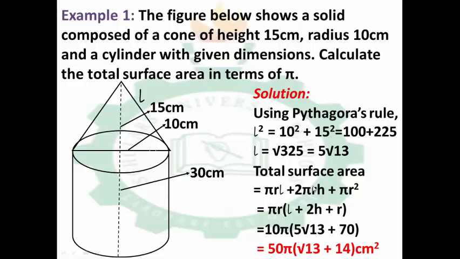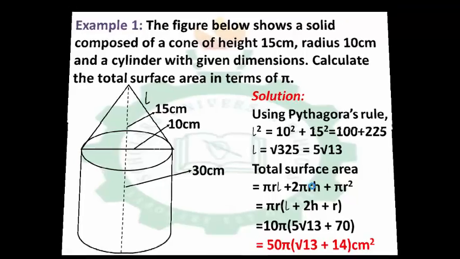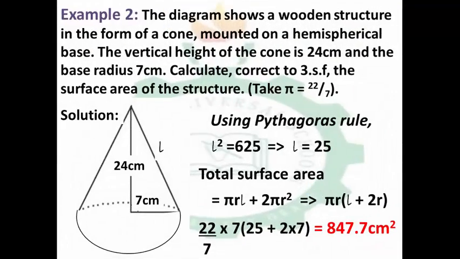Then let's go on to look at another example. It says the diagram shows a wooden structure in the form of a cone mounted on a hemispherical base. The vertical height of the cone is 24 centimeters and the base radius is 7 centimeters. Calculate, correct to three significant figures, the surface area of the structure.